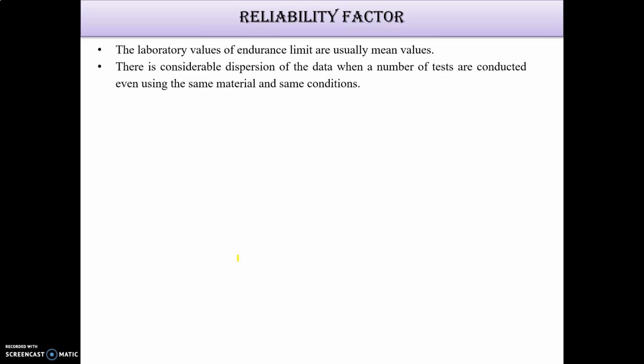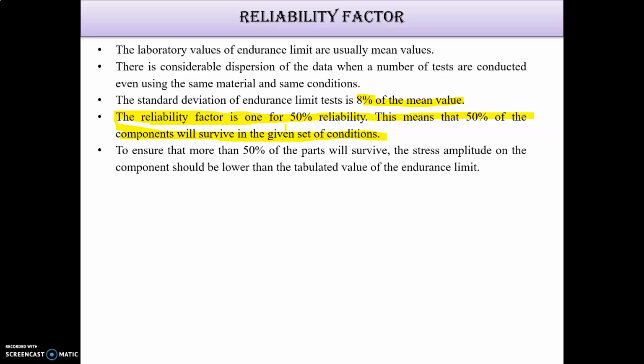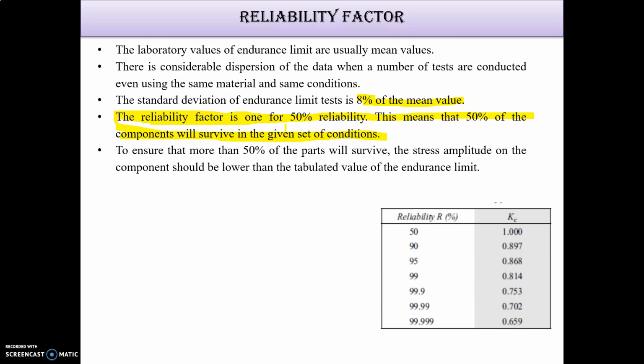Now the reliability factor. Next is the reliability factor. The reliability factor is really important because, based on experimentation, we have to set one reliability. That's why 50% reliability is mostly used, because the standard deviation of the endurance limit test is 8% of the mean value. So the reliability factor is 1 for 50% reliability. This means that 50% of the components will survive in the given set of conditions. Whatever the condition given, we know it is not always possible that the same condition gives the same value, but sometimes it does not happen. That's why we take this 50% reliability. So this is the table for 50% reliability, and based on this we get the values.